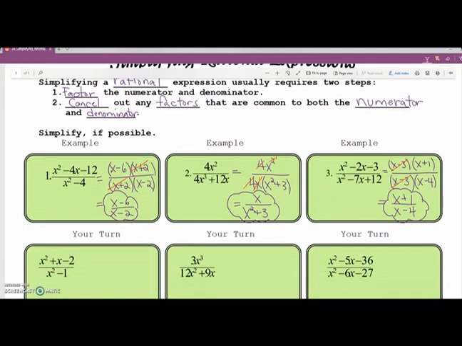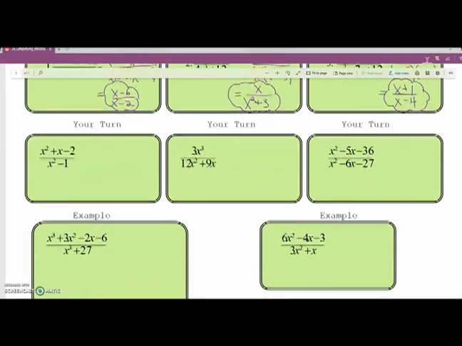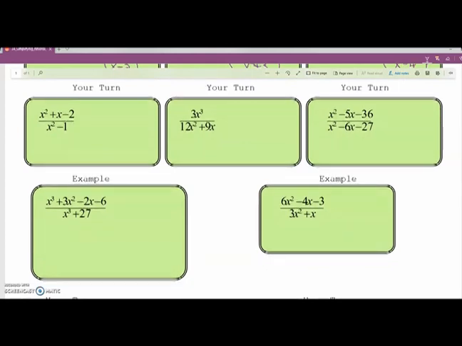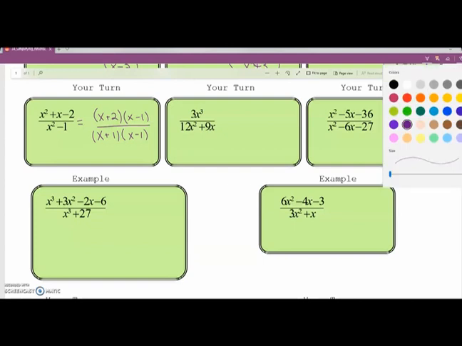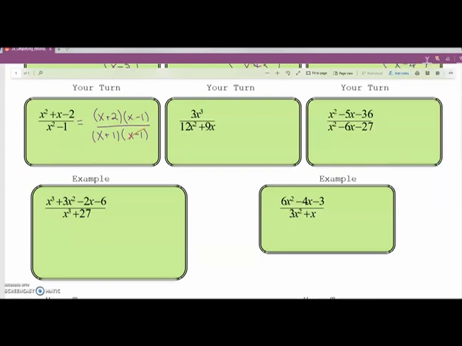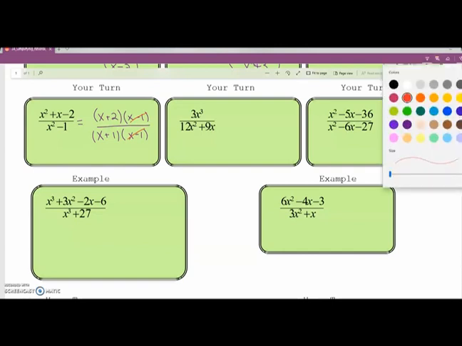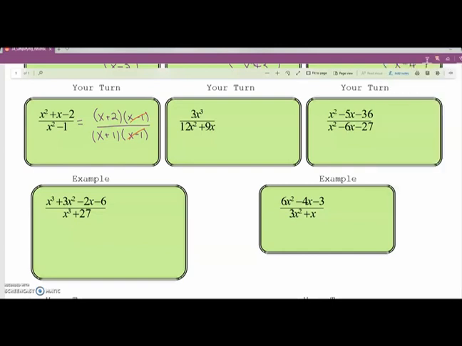All right. If you want to pause the video right here and try these next three on your own, that would probably be very wise. And then you could check them because I'm going to work them right now. So I got magic numbers of +2 and -1 in the top. And in the bottom, I've got dots again, x plus 1 times x minus 1. Cancel common factors. The result, x plus 2 over x plus 1.